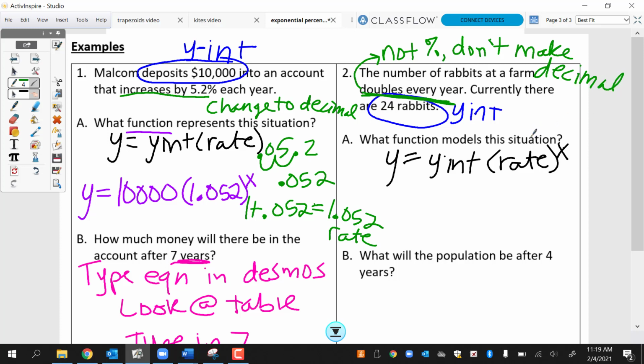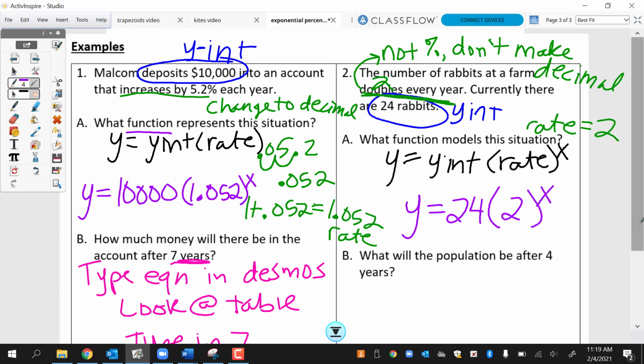So what number am I going to use for the rate then? Well, what number does double mean? Well, double means 2. So that means my rate is just 2. I'm not changing it like I did over here where I had to make it a decimal and 1 plus. No, just the rate is 2. So I know my rate, I know my y-intercept, so I can just write my equation. So y equals my y-intercept, number of rabbits was 24. Parentheses, my rate, how it changes every year, was 2 to the x power.